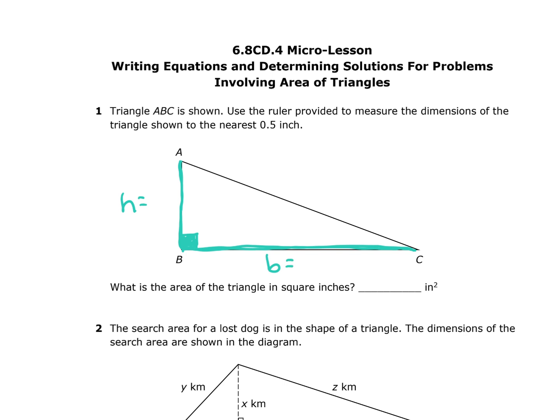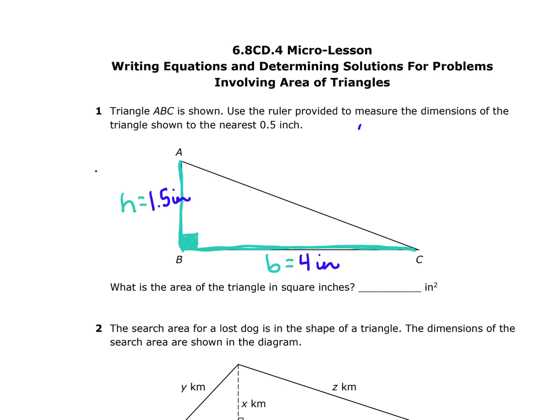All right, so I'm going to measure that. And when I measure that, the height is going to be 1½ inches. And my base is going to be 4 inches. All right, so you're not going to need to worry about the other side at this point. You will later when you get into 8th grade, but don't worry about it today because we're just trying to find the area of this particular triangle.